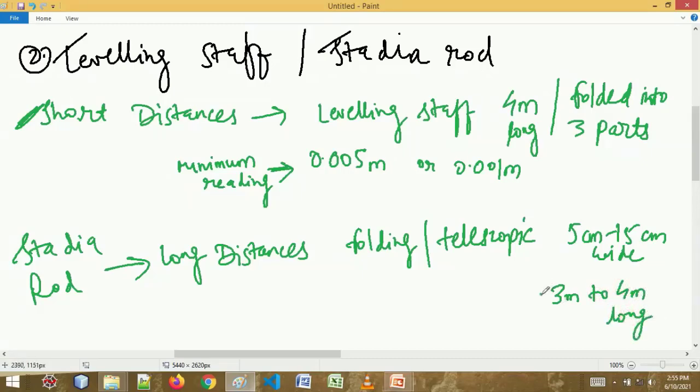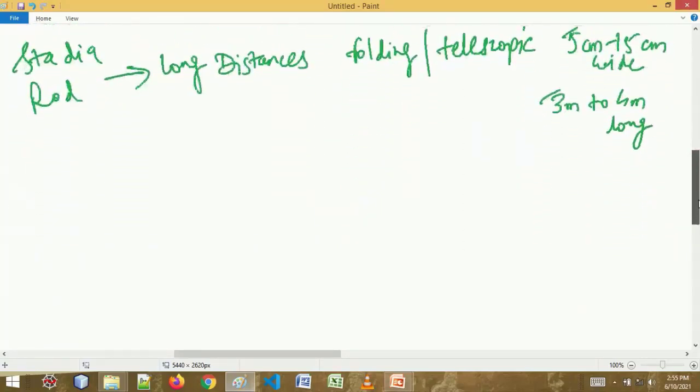This is the length, 3 to 4 meter, and this is the width of the stadia rod, 5 cm to 15 cm. This stadia rod is graduated in meters, decimeters and centimeters. So the stadia rod has the graduations, that is the readings, in meters, centimeters and decimeters.